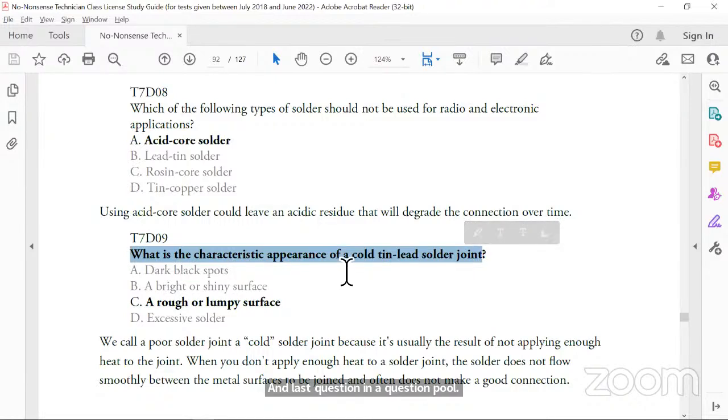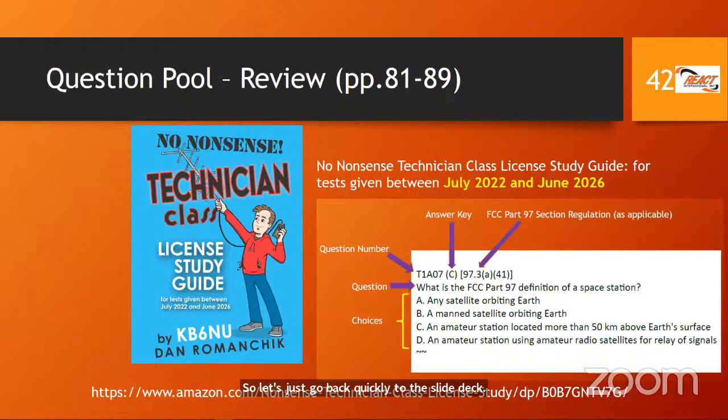What is the characteristic appearance of a cold tin lead solder joint? The characteristic appearance, if it's a cold solder joint, is it's rough or lumpy. So that's not good. You do not want that. Rough or lumpy surface. So folks, that's the end of the question pool. So let's just go back quickly to the slide deck. Right, here we go. All right, so we were dealing with pages 81 to 89, those who are following in the No Nonsense Guide.